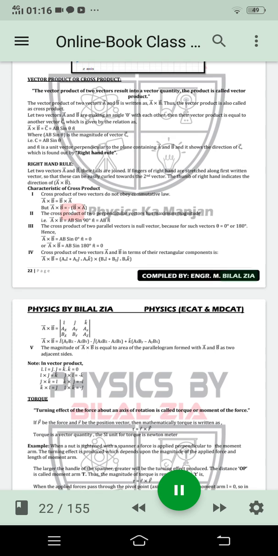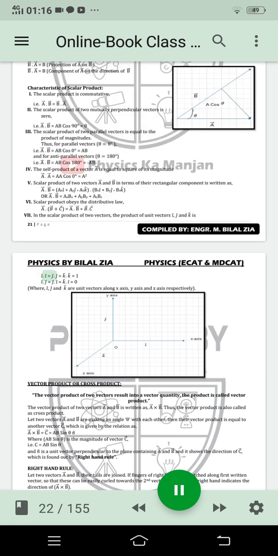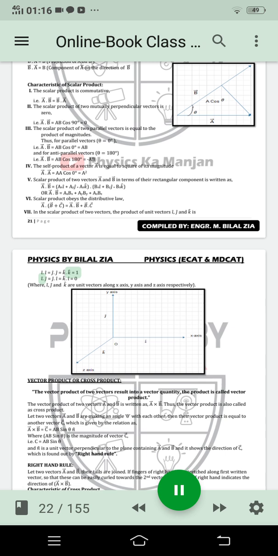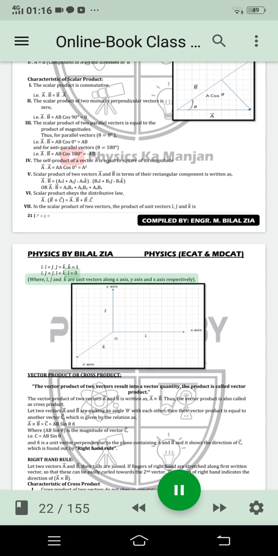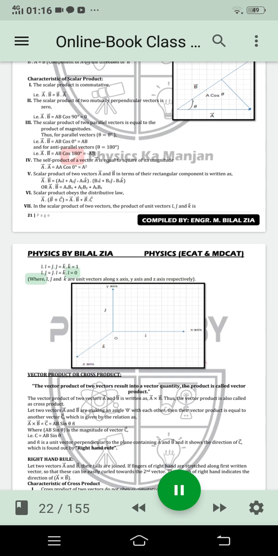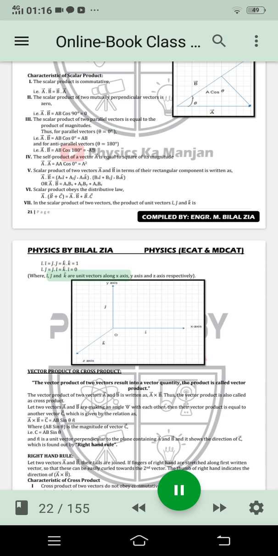i dot i equals j dot j equals k dot k equals 1, and i dot j equals j dot i equals k dot i equals 0, where i, j and k are unit vectors along x-axis, y-axis and z-axis respectively.